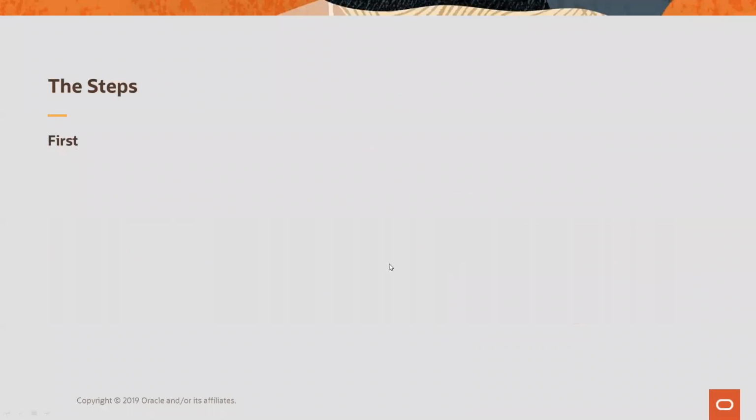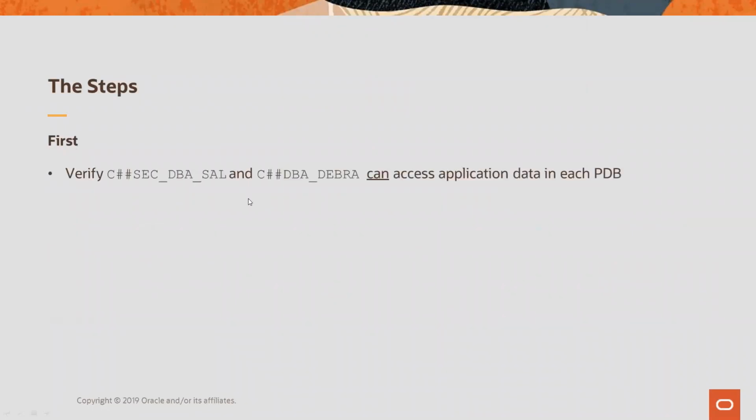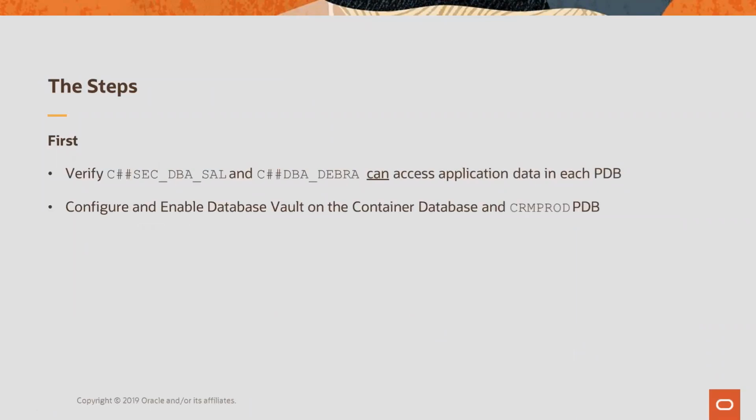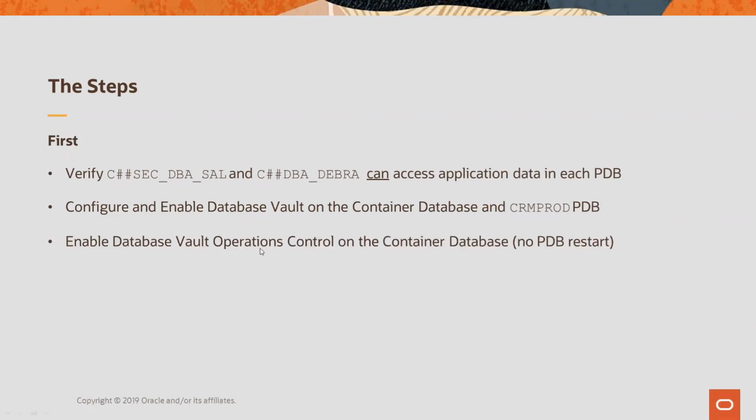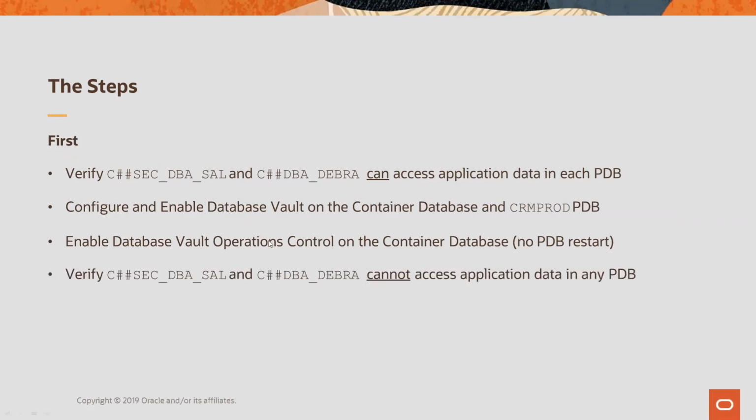So first, we're going to verify that our container admins can see the data in each pluggable database. We're going to configure and enable Database Vault on the container and the CRM prod database. We're going to enable DV Ops control in the container database, and there's no PDB restart for this. We'll verify that our 2 container admins cannot access application data.